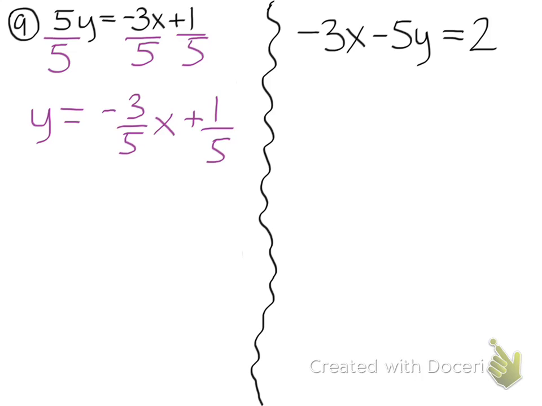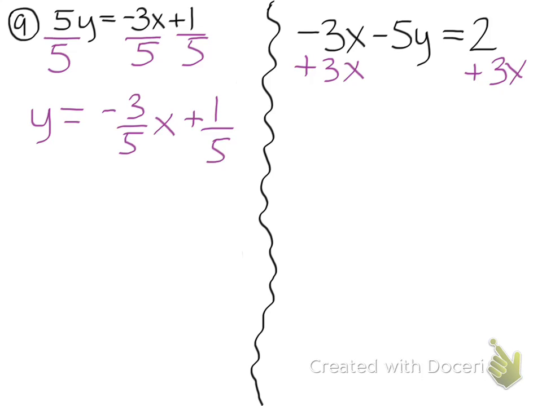Alright, let's look at equation number 2 now. This one we have to do a little bit more work. In order for us to get to look like y equals mx plus b, we're going to have to get rid of that -3x and move it over to the other side so that y is by itself. So I'm going to add 3x to both sides.